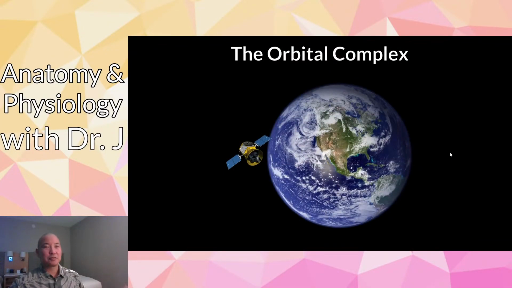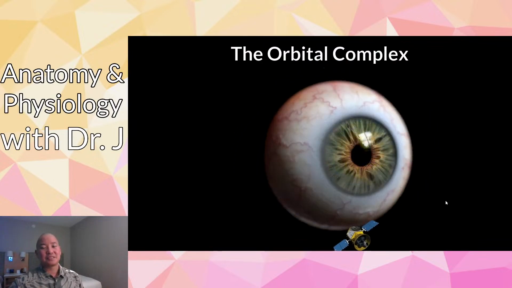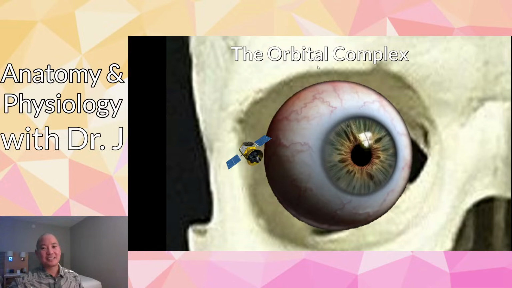When you think of something orbiting something, like a satellite or the moon orbiting the Earth, what does it mean? It circles around the Earth and travels around its whole circumference. Well, in terms of your orbital complex, instead of the globe, it is orbiting your eye. So where does your eye sit? It sits in the orbital complex, and this entire structure right here is your orbital complex.